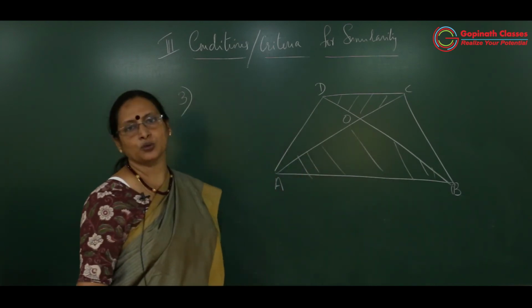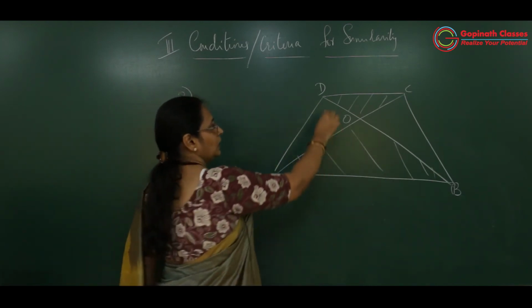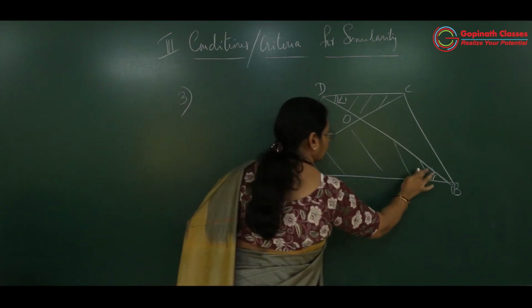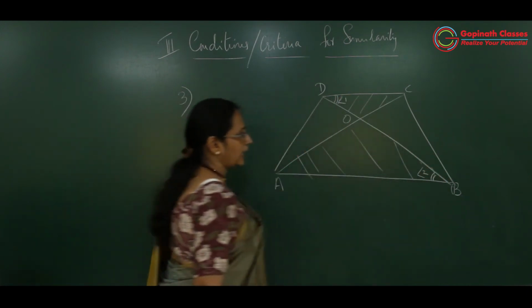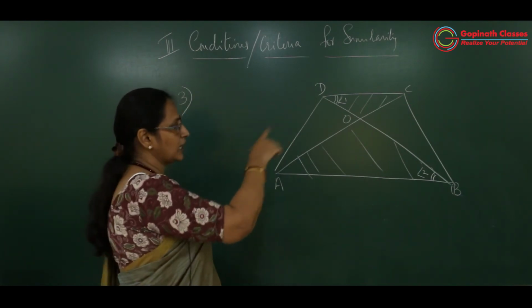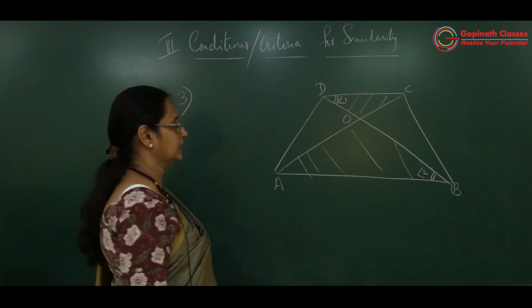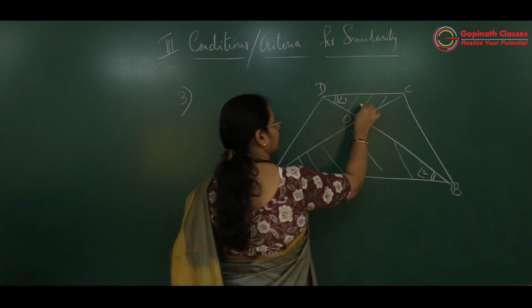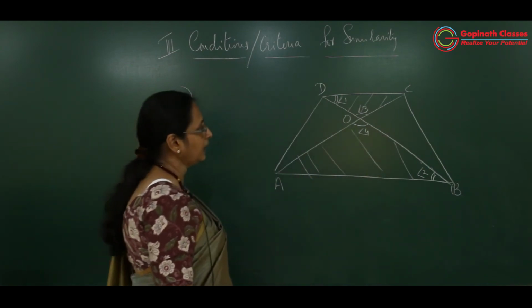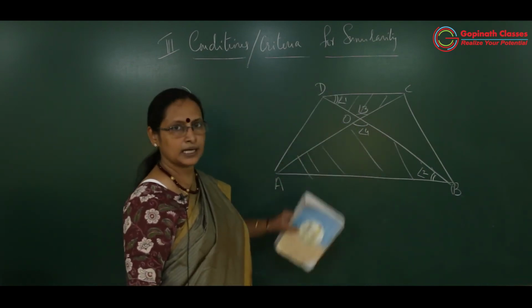We just have to prove two angles are equal. It's very simple. Look at angle 1. Angle 1 will be equal to angle 2. Why? Angle 1 and angle 2 are alternate angles. Since these two lines are parallel, they are alternate angles. Another angle we can take, angle 3 equal to angle 4. Why? Vertically opposite angles. So by AA, this triangle and this triangle are similar.